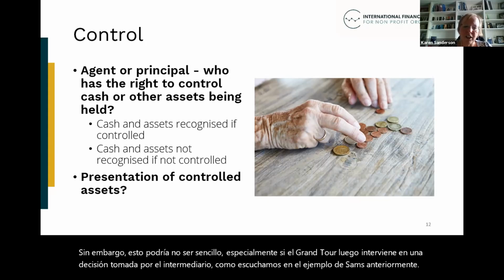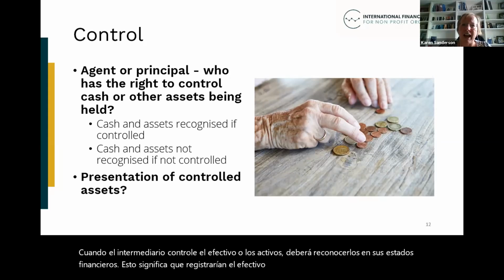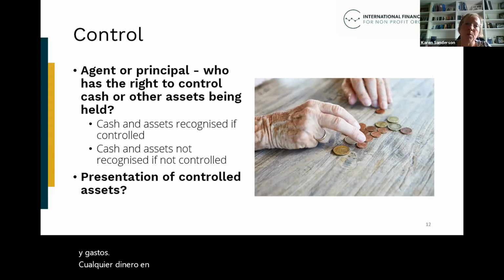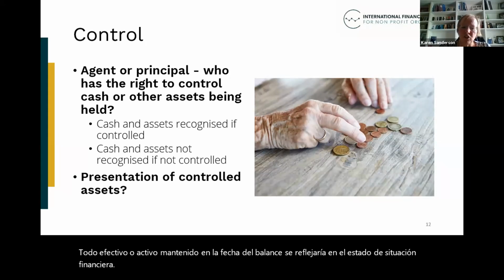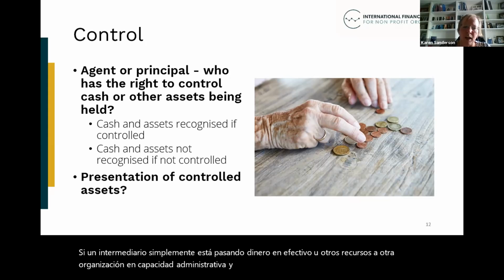Where the intermediary controls the cash or assets, they should recognise them within their financial statements. This means that they would record the cash or asset inflow and outflow and revenue and expenses. Any cash or assets held at the balance sheet date would be shown in the statement of financial position. If an intermediary is simply passing through cash or other resources to another organisation in an administrative capacity and does not have the decision-making ability about the allocation of resources, then the intermediary is acting as agent.